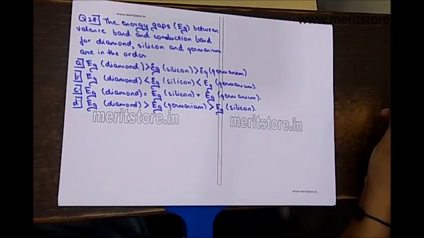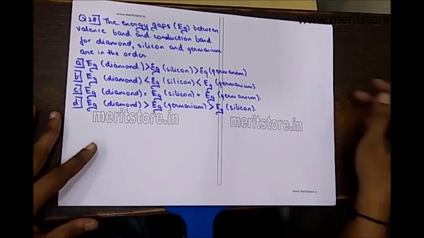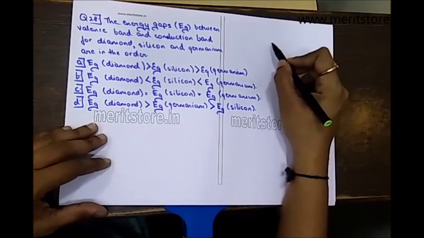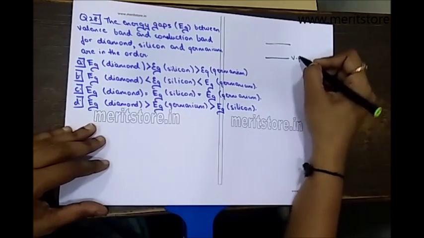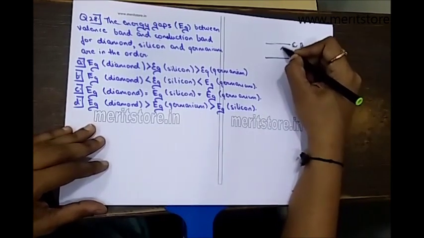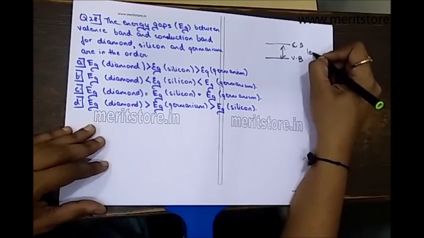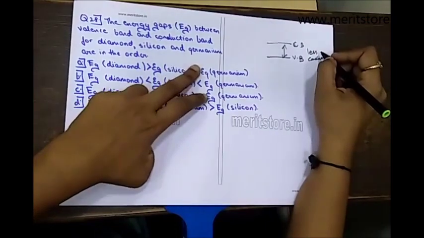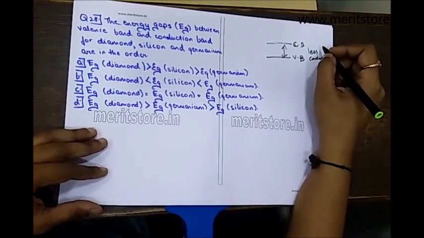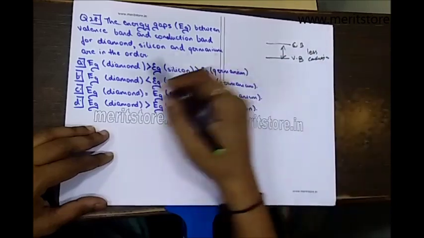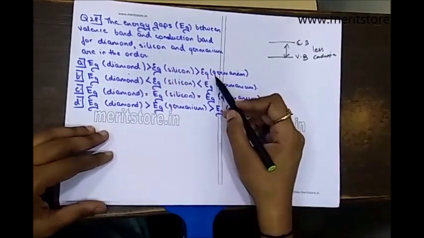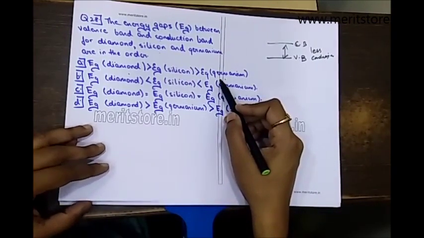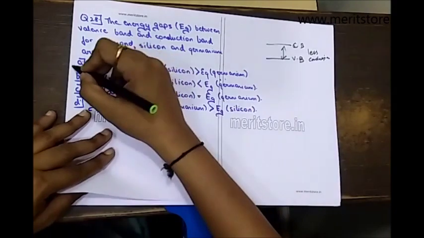Question number 28 is, the energy gap between the valence and the conduction band for diamond, silicon and germanium. When I'm talking about the conduction band and the valence band difference, the more the gap between the two, the less is the conduction power of the particular element. Now out of diamond, silicon and germanium, diamond is a bad conductor of electricity, so we are expecting the gap has to be highest. Then silicon, and germanium will be lowest, because compared to silicon and germanium, germanium is a better conductor of electricity. Hence our option is A.